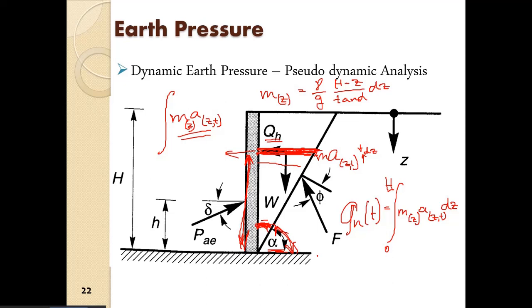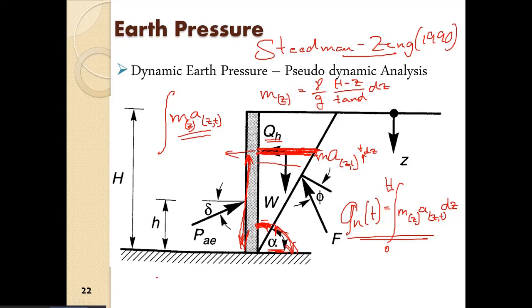So ultimately, using this particular integration, Steedman and Zeng gave correlations for the active earth pressure. And also they gave how the forces behind this wall will vary with time. They give various functions. That we will definitely discuss in detail in the next class, if time permits.